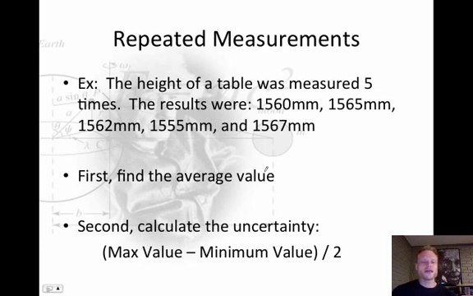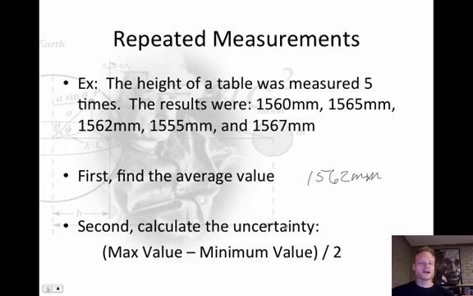If you are taking repeated measurements, and hopefully if you are doing an experiment, you would be taking repeated measurements, here's an example. Let's say I'm calculating the height of a table, and I measure it 5 times, and here are my results of measuring it 5 times. First thing you want to do is find the average value. If you add all those numbers up and divide by 5, I got an average value of 1,562 millimeters. That's supposed to be millimeters.